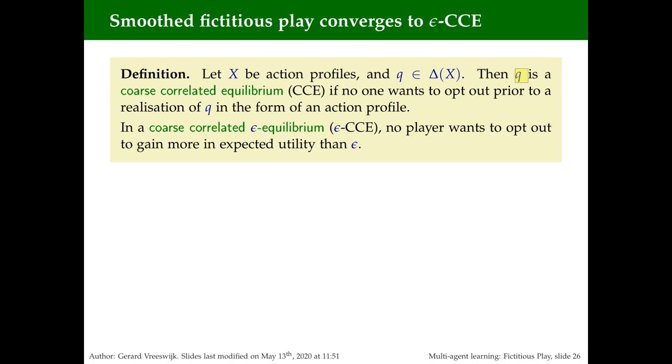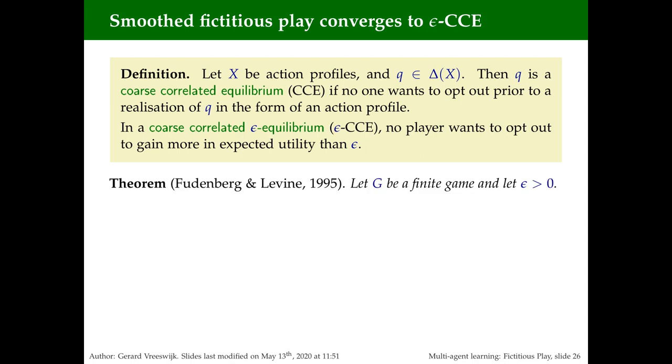And then a coarse correlated epsilon equilibrium is one where no player wants to opt out to gain more in expected utility than epsilon. It seems to be an insipid variation of coarse correlated equilibrium, but epsilon Nash equilibria and epsilon coarse correlated equilibria are important concepts because these are attainable by computation. For example, epsilon Nash equilibria are obtainable by learning, but Nash equilibria themselves are very difficult to obtain, if not impossible. It's still ongoing research. But for epsilon Nash equilibria it's possible because you can carve up the strategy space into small sections, however small epsilon is, because then the resolution is simply higher.